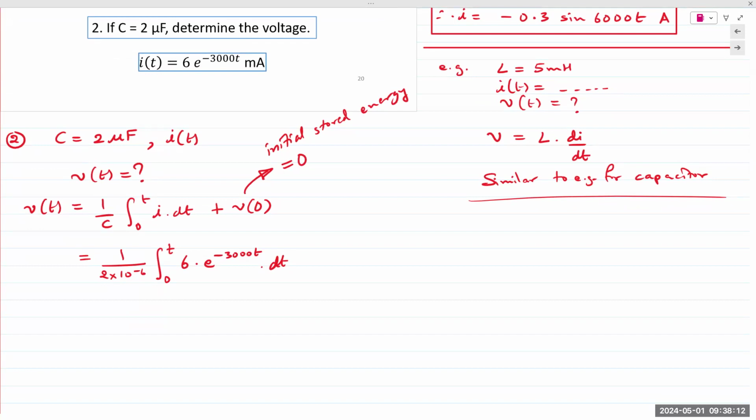There's one more thing. Pay attention to detail. Absolutely. The current's in milliamps. So if you don't pay attention to detail, if you don't look at that M, your answer is going to be incorrect. You can ignore it, but it's better to actually just take it as 10 raised to minus 3.